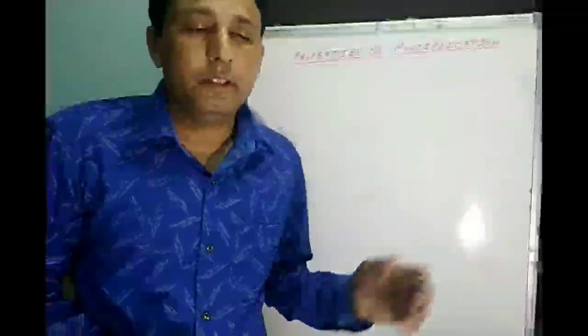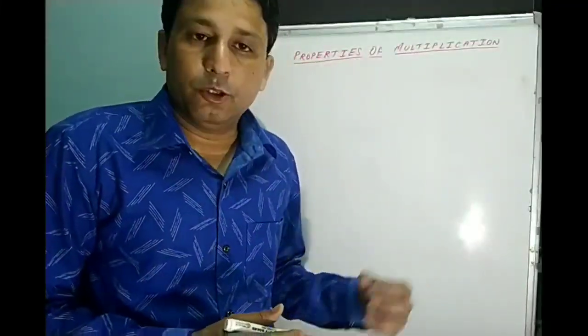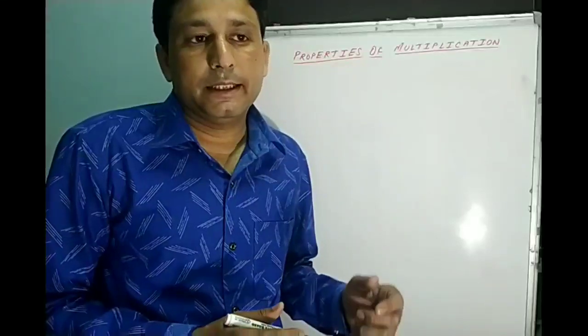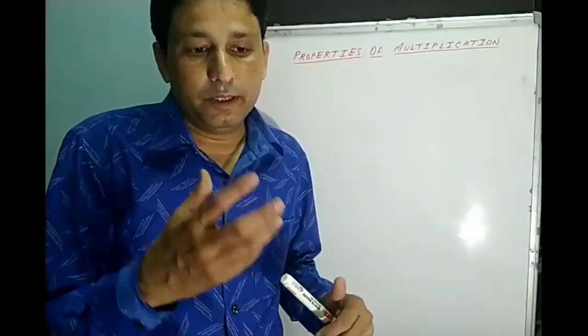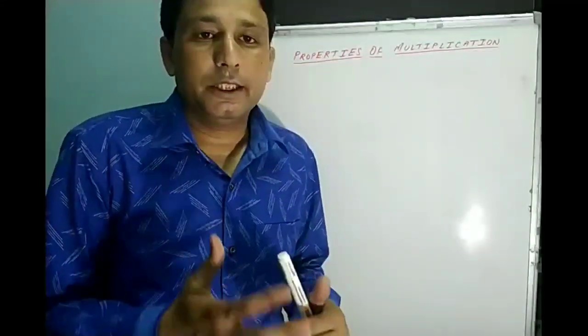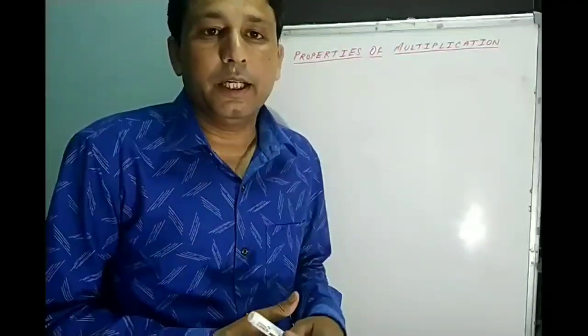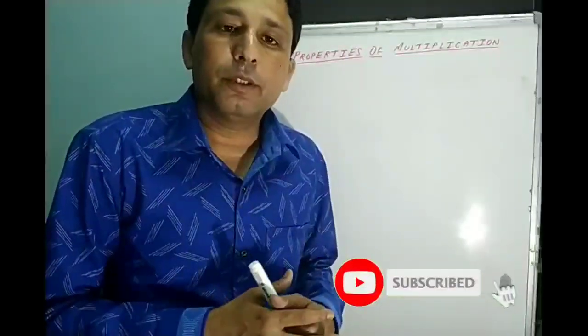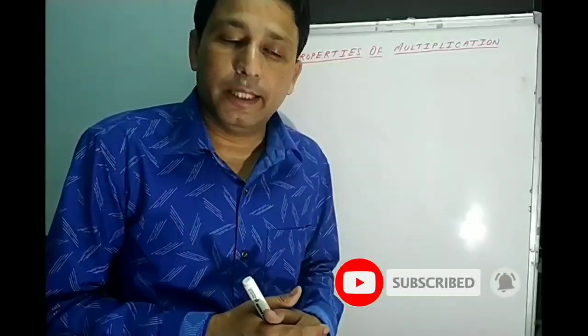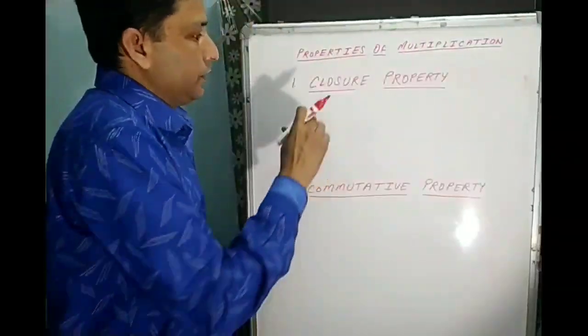In this section we will learn about closure property, commutative property, associative property, multiplicative identity, existence of multiplicative inverse and distributive property of the multiplication over addition. So let's start. Now first is closure property.